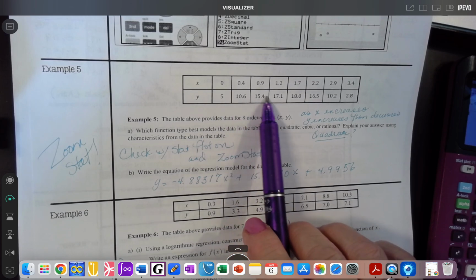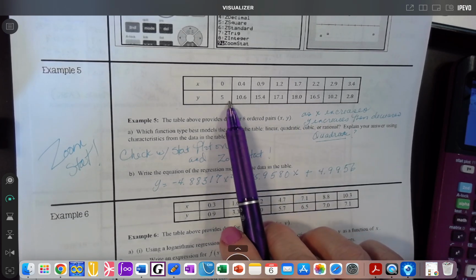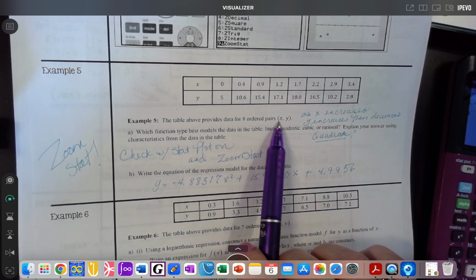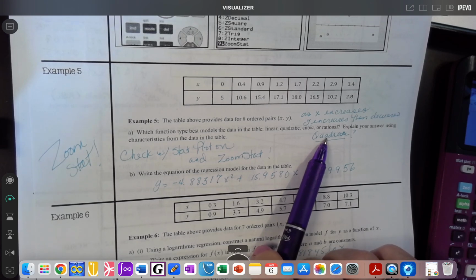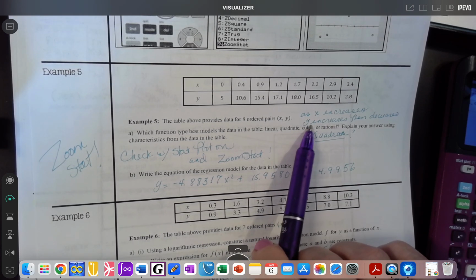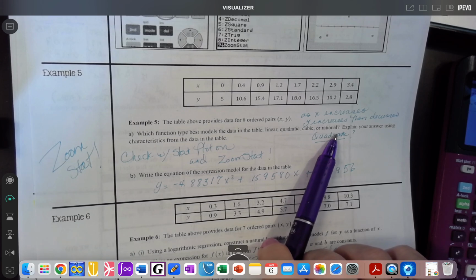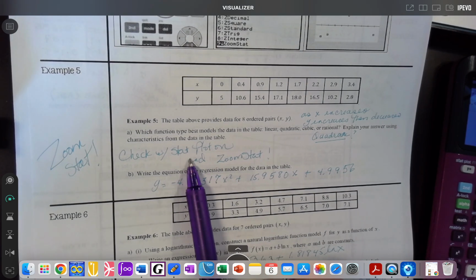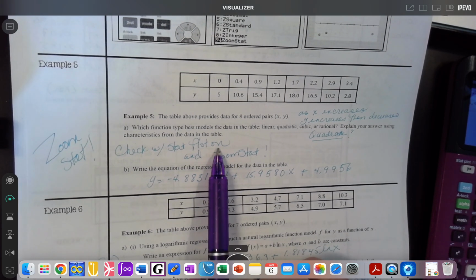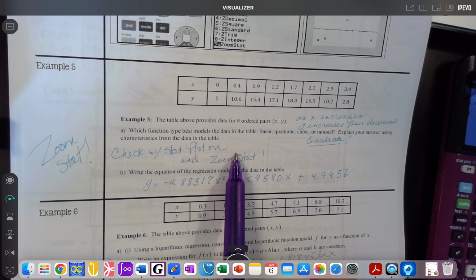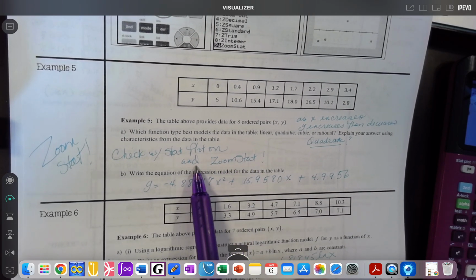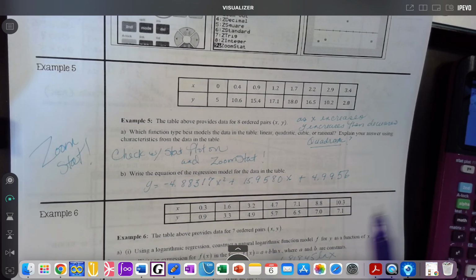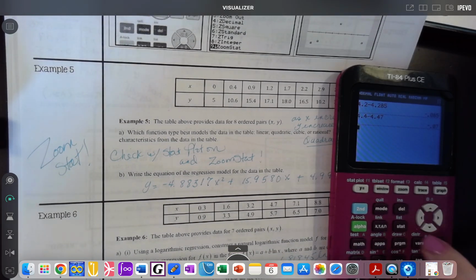So I would say, if I were to make a guess, that a quadratic model would be good here. So I wrote as X increases, Y increases, and then decreases. So we're going to check by making a quadratic and looking at our line of regression again. All right, so let's put our data in.